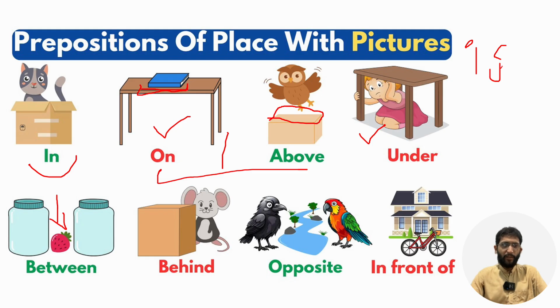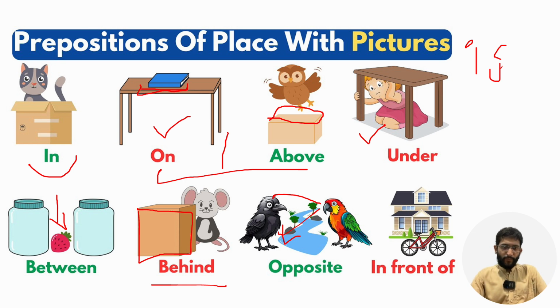That is between. And that is behind. Behind means maybe the other side of the box. Sometimes you say opposite, sometimes you use different prepositions. But here it is very clear to understand: the box is here and the mouse is on the other side of the box. And the opposite here: if you say the parrot is standing opposite to this crow and this crow is standing opposite to the parrot, so both are opposite to each other, so that is opposite.